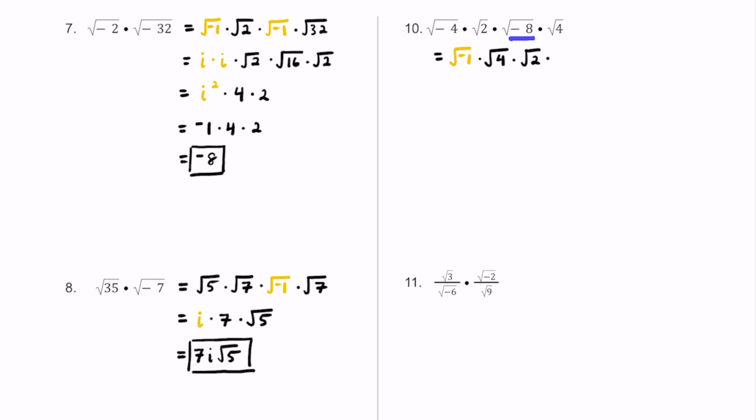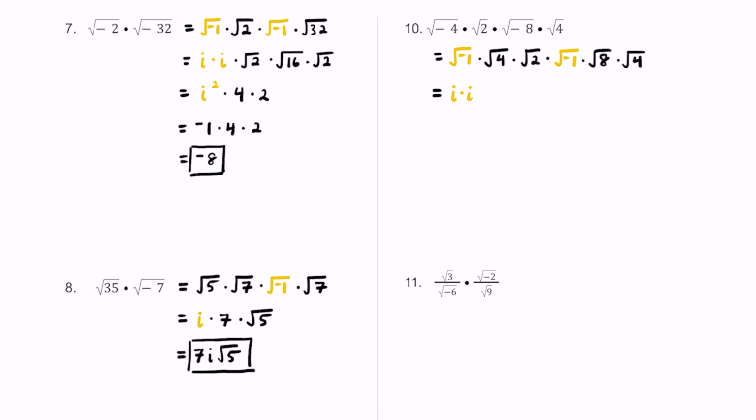The square root of negative 8, let's go ahead and break that into the square root of negative 1 multiplied by the square root of this positive 8. And then for the square root of 4, let's leave that one alone right now. It's a perfect square and it has a positive value. Next, we're going to take these square roots of negative 1s. Each of them is going to become i, so we can write i times i in the beginning here.